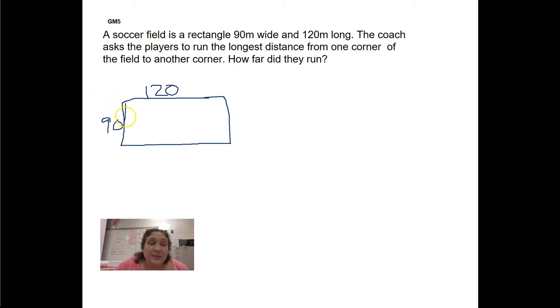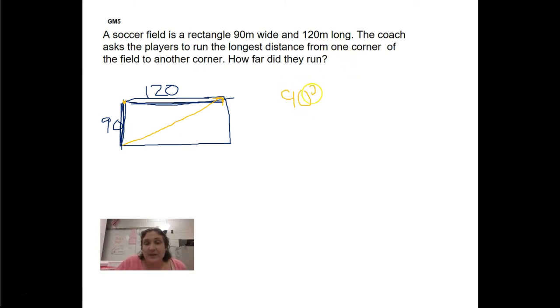Well, some of you might see, well, from here to here is 90, and here to here is 120. So the longest distance they ran was 120. But you would be wrong. That's not the case. Yes, 120 is the longest between this corner and this corner, but they could also run the diagonal. So don't just think, oh, 90 or 120. There's always that diagonal, and that's where the Pythagorean theorem comes in again.